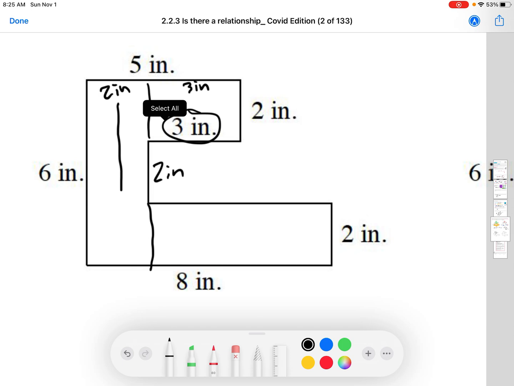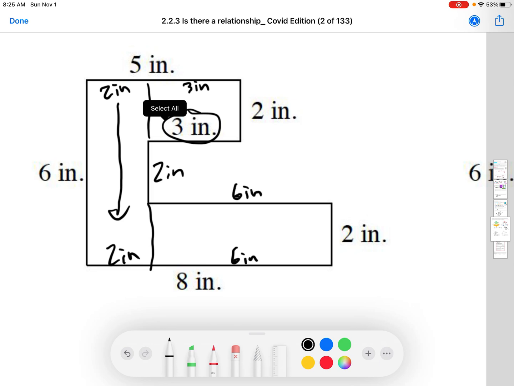Oh, let me extend this. That means that 2 is this 2 inches. So now I'm looking at that rectangle down in the lower right. Since the whole thing is 8 and that's 2 inches, this must be 6 inches, right? Well, if that's 6 inches, then this piece is 6 inches, okay?